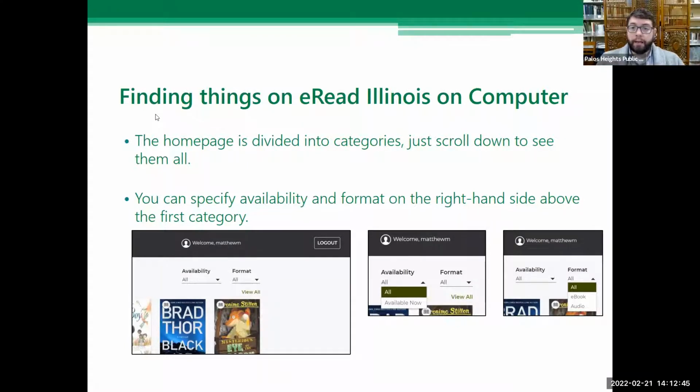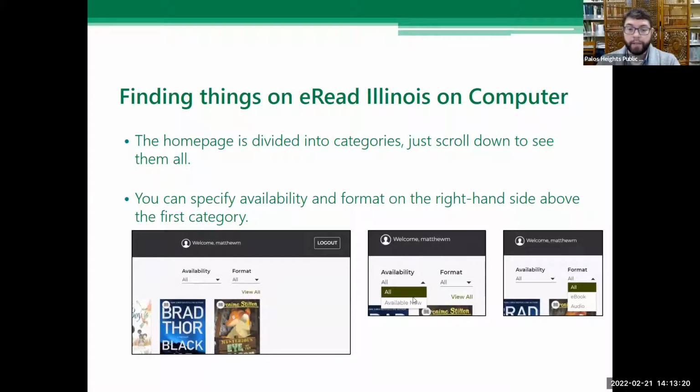So the homepage for eRead Illinois is divided in categories. You can scroll down through the page to see them all. Things like fiction, nonfiction, latest, what's available now, stuff like that. You can also specify to have it show you exactly what you want to see. The screenshots here along the bottom are what that looks like. So kind of right underneath that welcome button, there are two little options for availability and format.